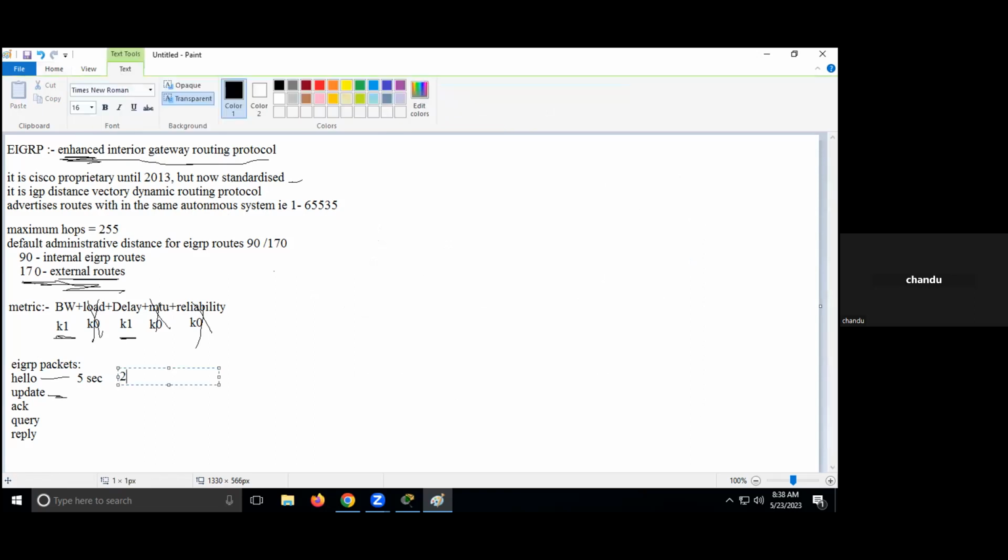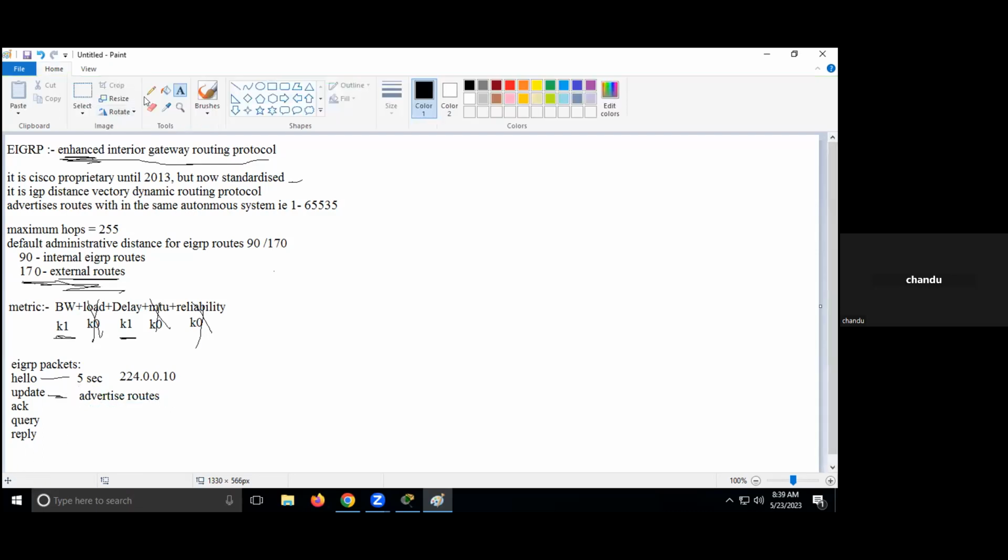What I'm saying, it is going to multicast this address 224.0.0.10. Updates will always be unicasted. In some scenarios, it also will be multicasted, actually, in a broadcast type of network. But here we always say updates will be unicasted. So when you say an update, it means it is going to advertise the routes by default.